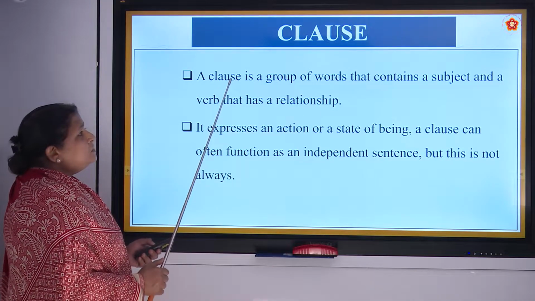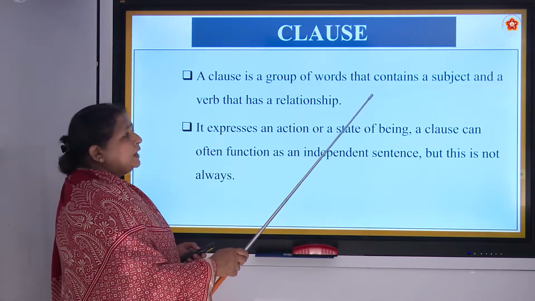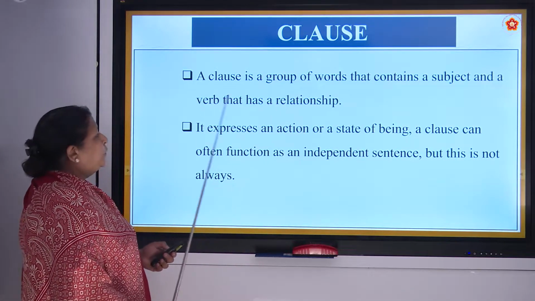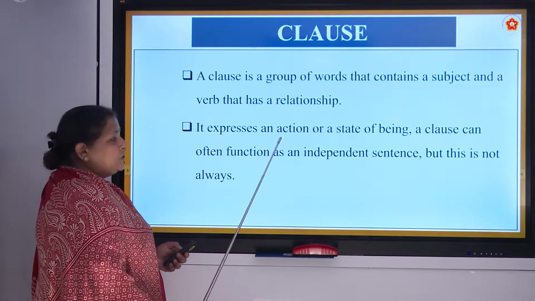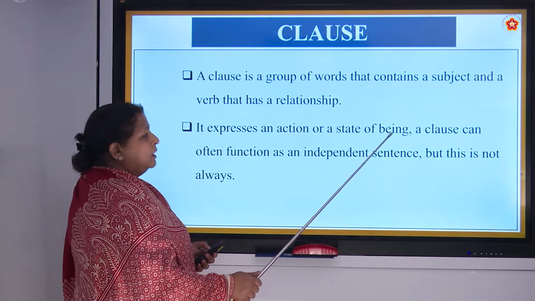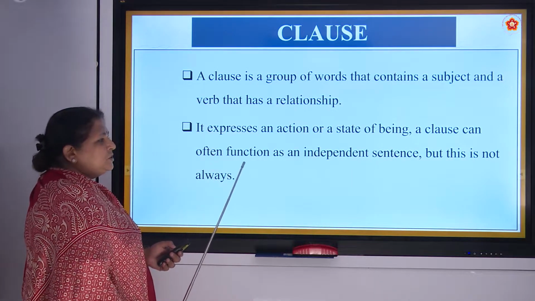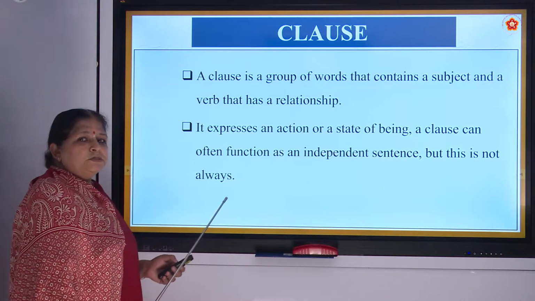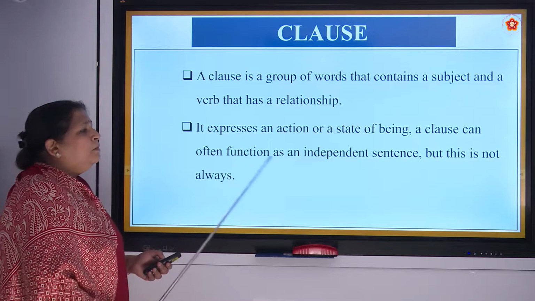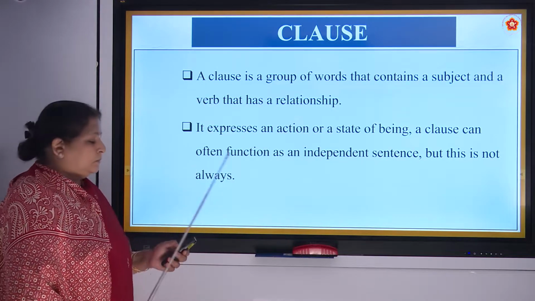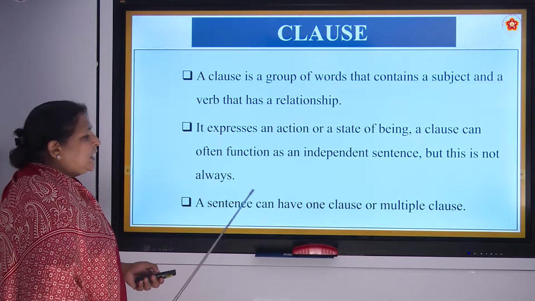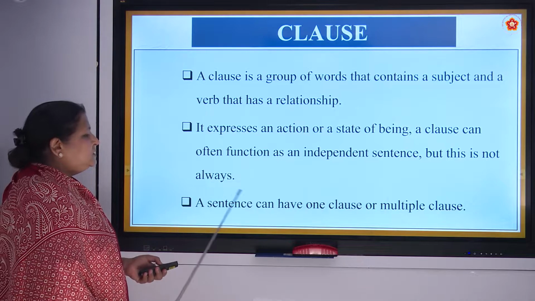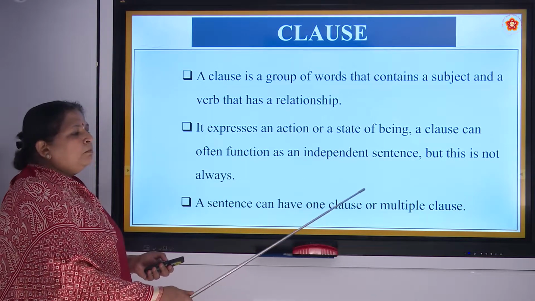A clause is a group of words that contains a subject and a verb that has a relationship. It expresses an action or a state of being. A clause can often function as an independent sentence, but this is not always. It can act as independent, but it is not always. A sentence can have one clause or multiple clauses.